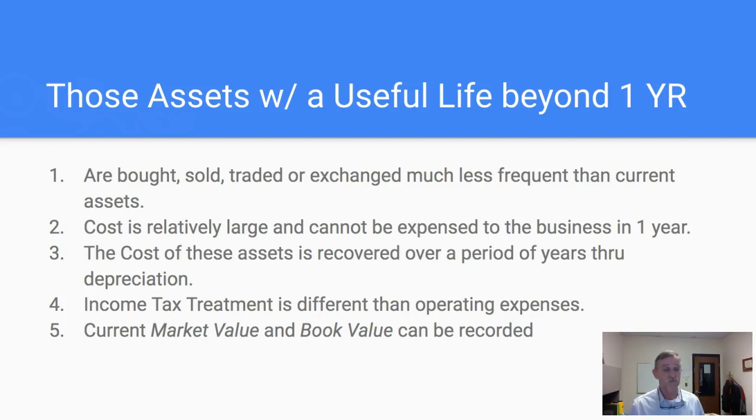So number 3, pretty much what I just said. All right. 4 is income tax treatment is different than operating expenses. Okay. Right now we're trying to evaluate. It's November 1st. We're trying to evaluate whether we expense out some of those long-term assets a little quicker so that we can save on our taxes in real time, in now time.